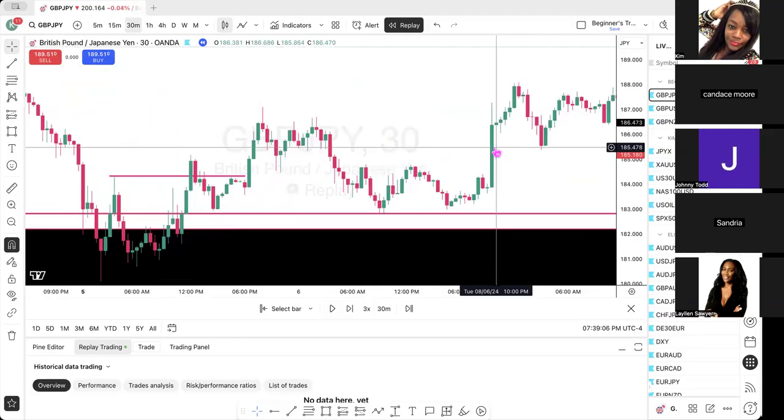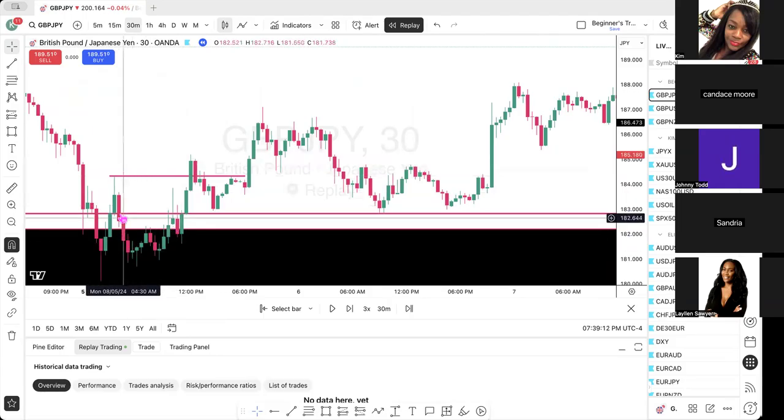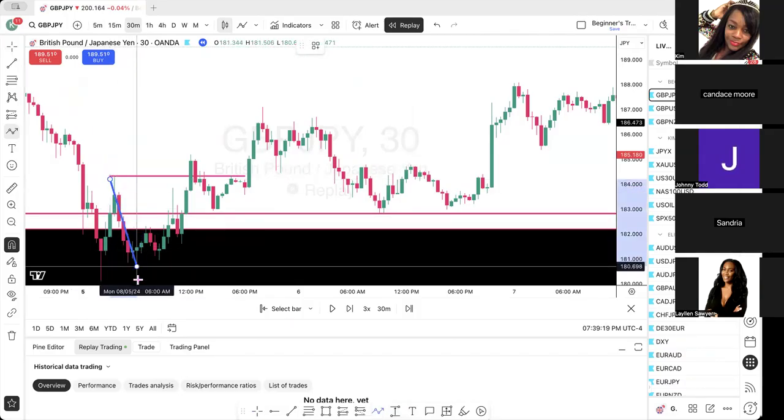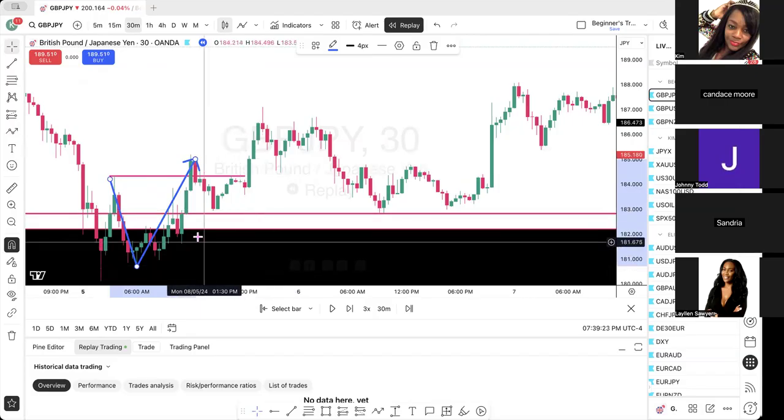You looking for the demand zone? Yes. So price broke structure here, and I'm looking for the demand zone within this structure right here. As soon as price broke structure, I'm immediately looking for the demand zone.